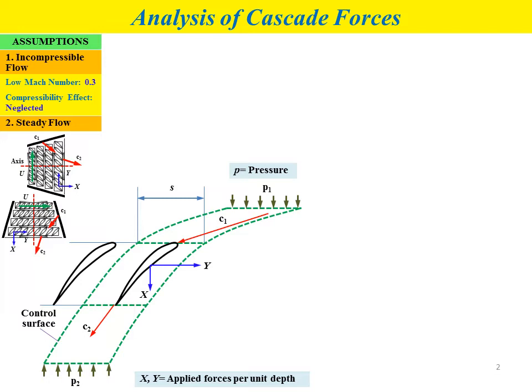That's why in the schematic diagram for the cascade blade, the direction of Y force is horizontal and the direction of X force is vertical.